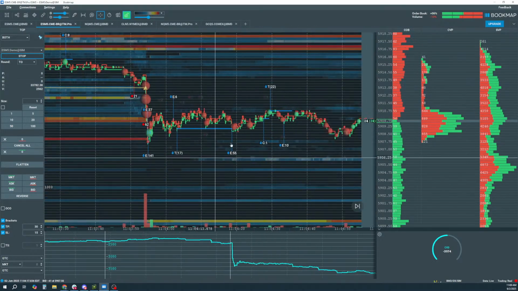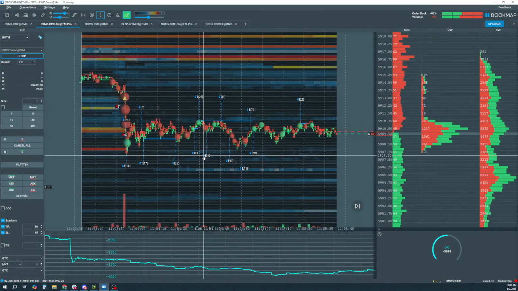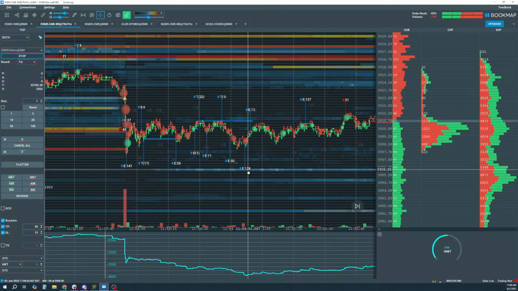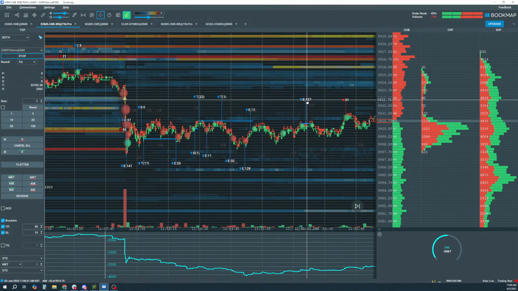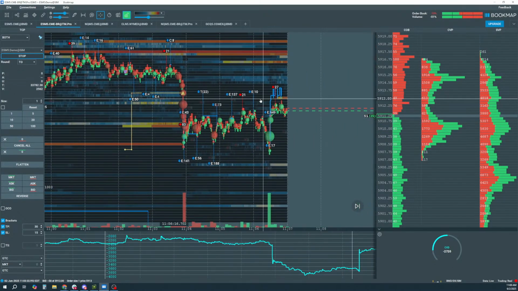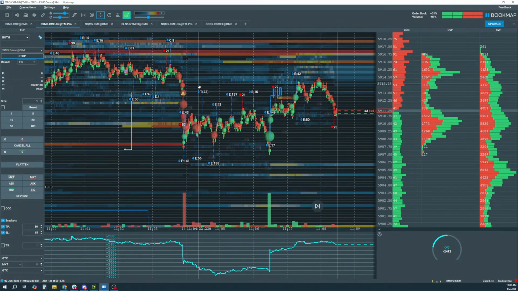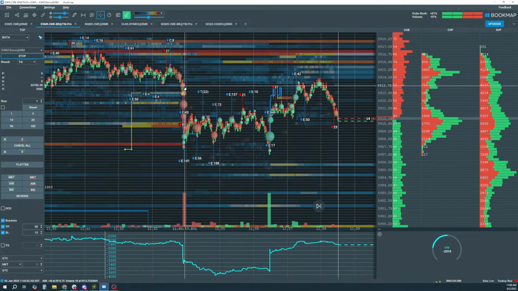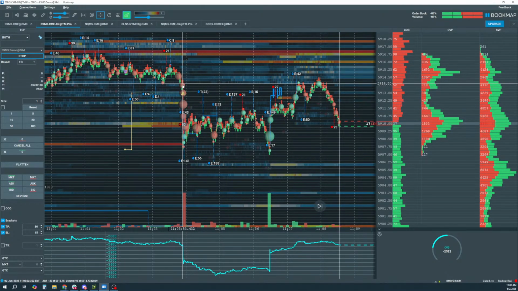Okay, getting filled. All right, and then now it's a little back and forth in here. There are 137 here on the offer too. Okay, now you can see this retraced all the way back up to where it just broke from up here.